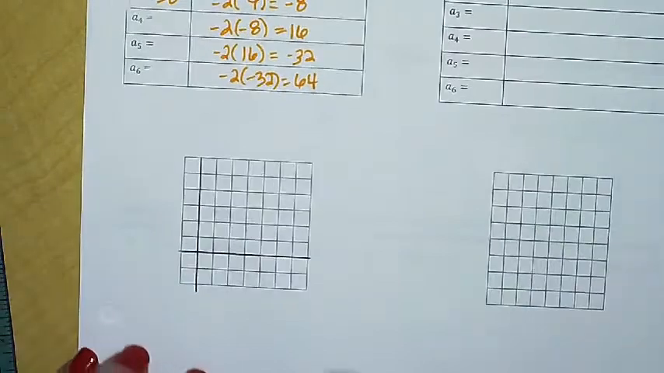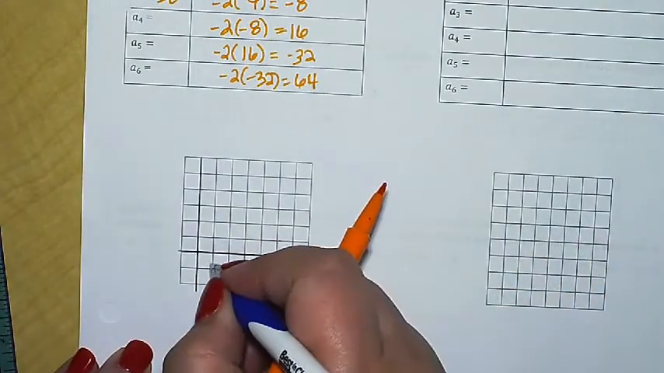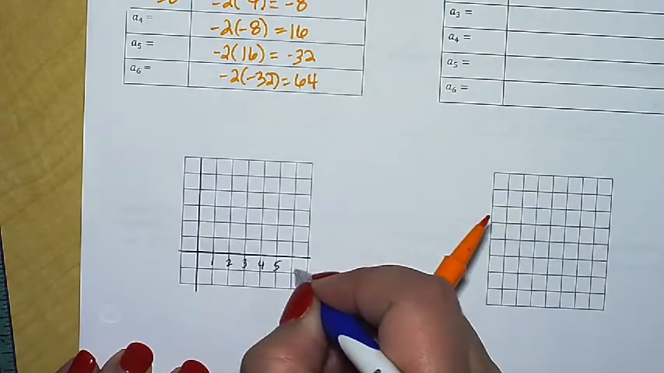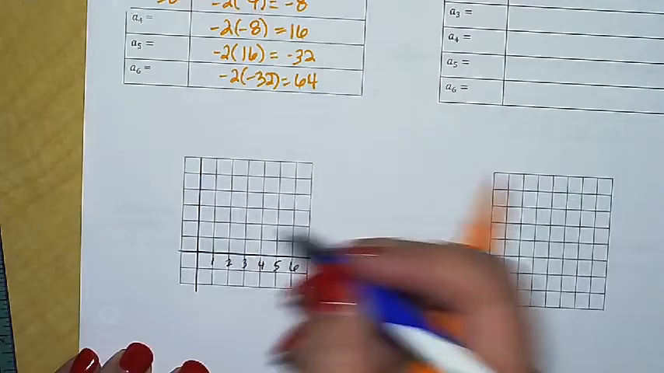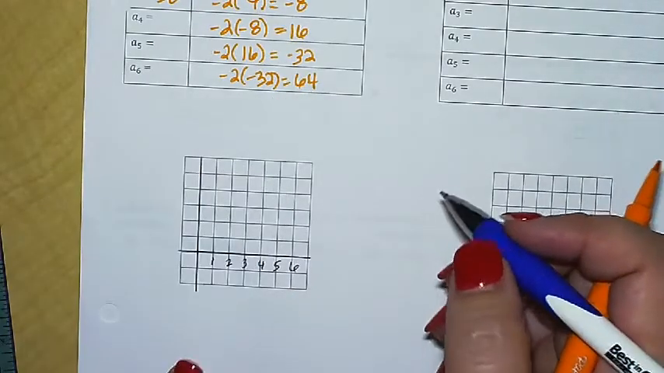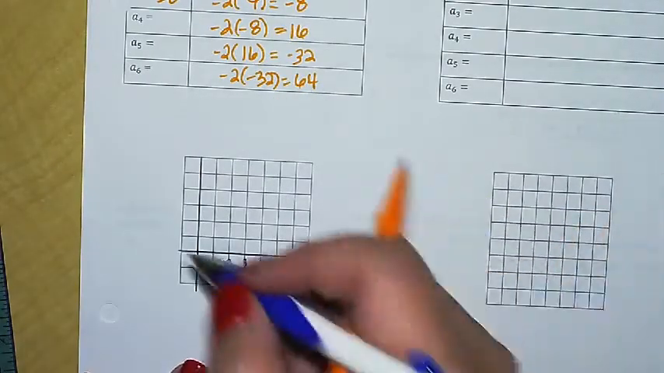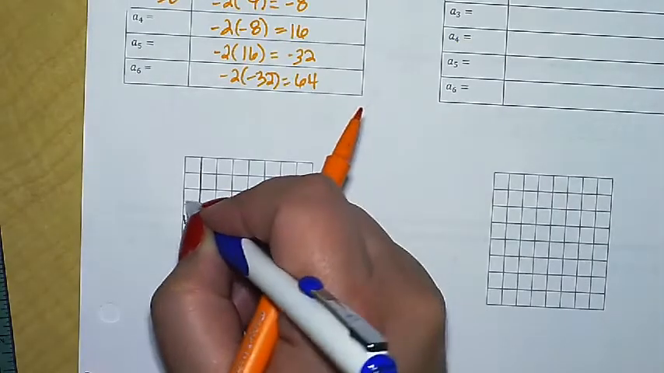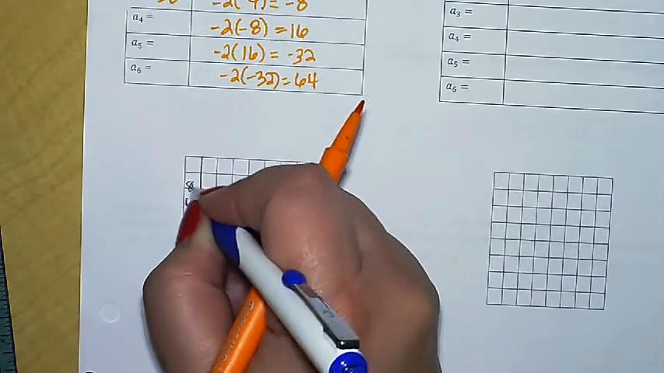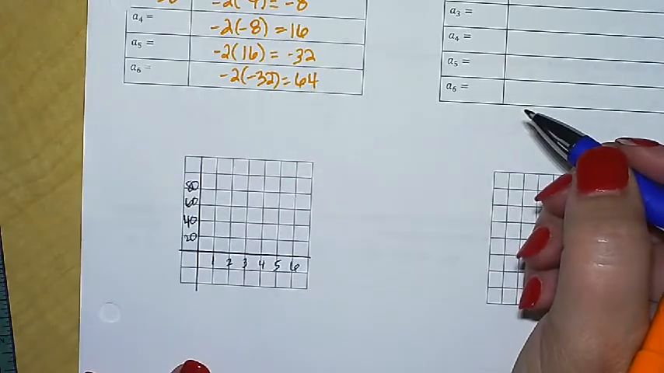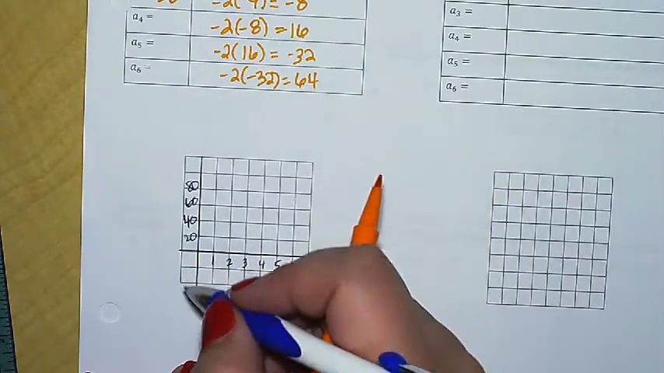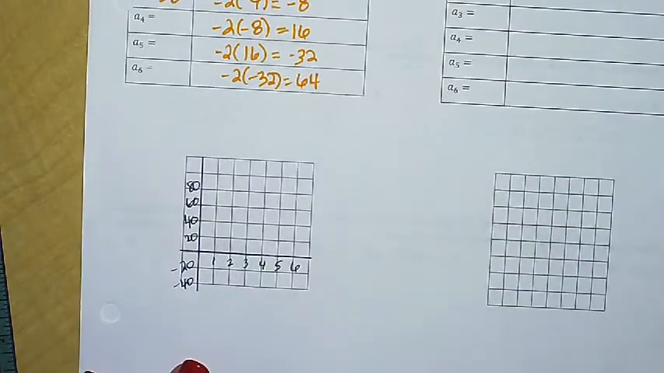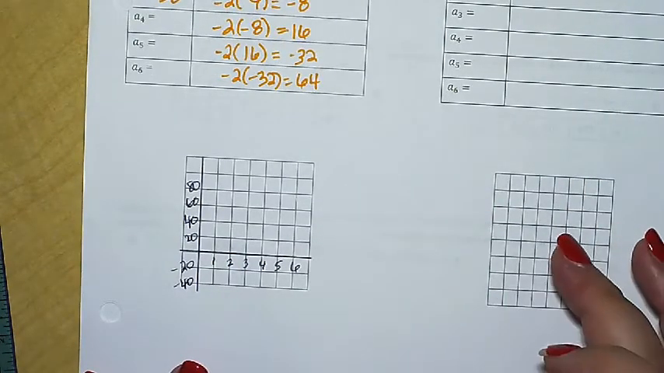Okay, so this is going to be the first term, the second term, the third, the fourth, the fifth, and the sixth term. And then I need to get all the way up to 60, so I probably need to go up to about 80 or something. So maybe I'll go up by 20s here. So this is 20, 40, 60, 80. That should be good. And then on the bottom here, this would be -20 and -40. All right. So let's take a look.